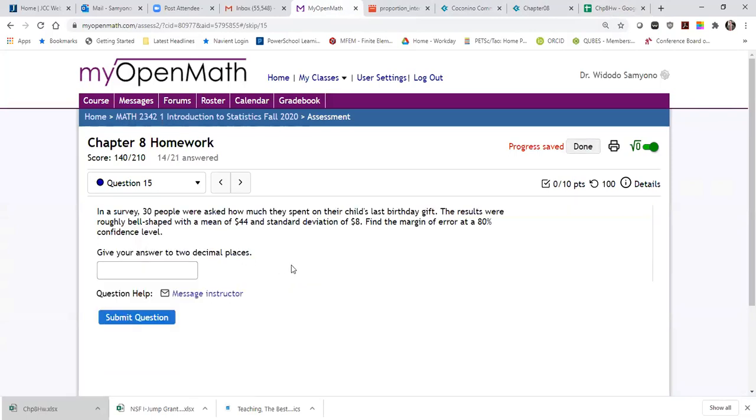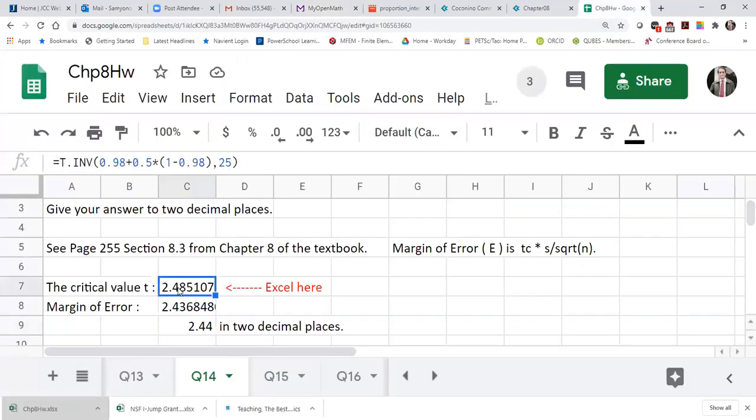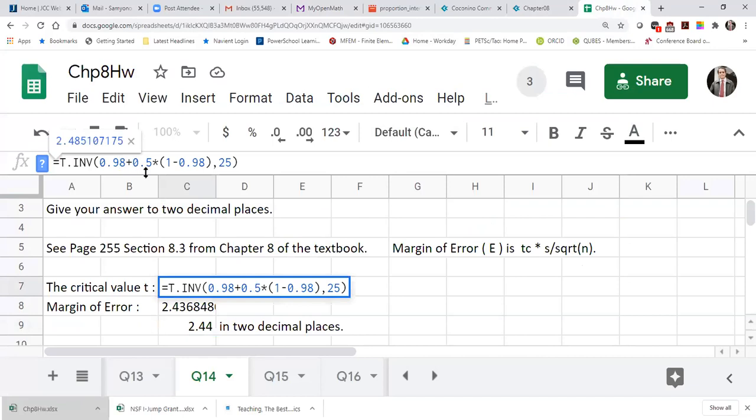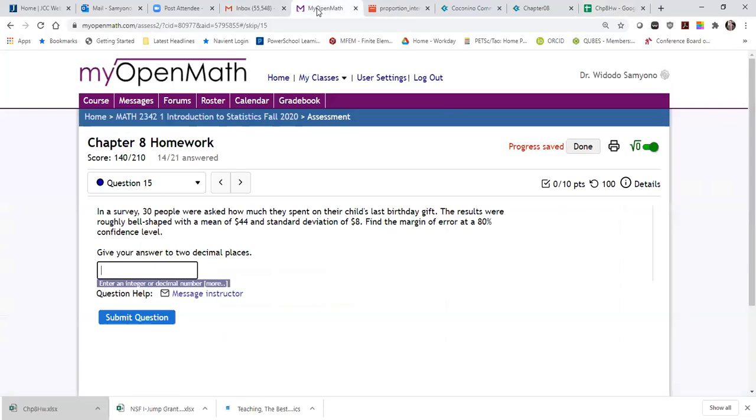Okay, it's the same thing. So looking for the margin of error. The sample size is 30, the mean is 44, the standard deviation is 8, and the confidence level is 80%. So the critical value, we need to change this to 80. And the degree of freedom here is the sample size subtract by 1. So you have 30 subtract by 1, you will get 29.